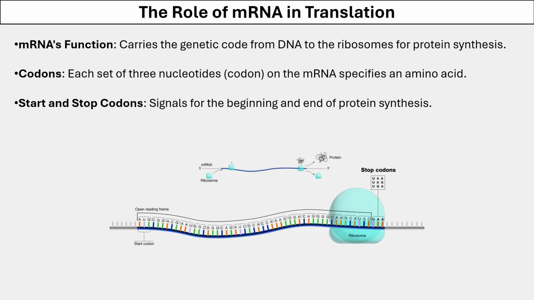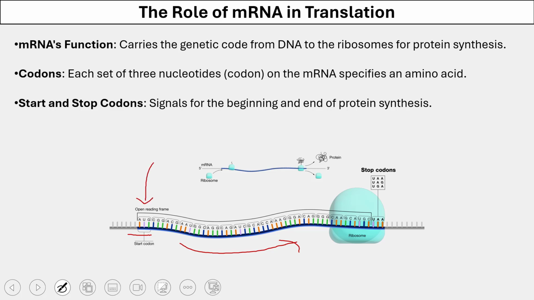How will this mRNA be read then? The mRNA is a long chain of nucleotides. In the beginning, it should have one codon. A codon is a set of 3 nucleotides. So in the beginning, it has a codon which is the start codon. In the end, it has the stop codon.